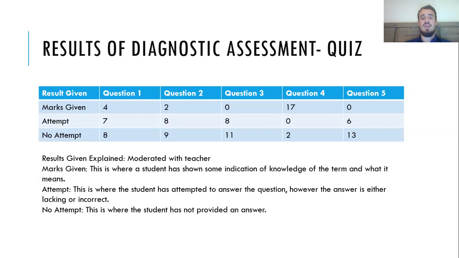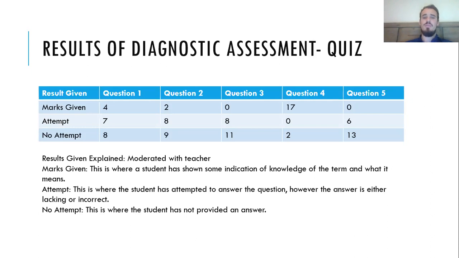Section 2 was an attempt. This is where the student has attempted to answer the question. However, the answer is lacking or incorrect. And section 3 was no attempt. This is where the student has not provided an answer. So as you can see, there were a lot of questions where students did not provide any answers. Question 4, students did provide a lot of answers and I gave them marks for that because they did show that they had some understanding of why it would be bad if only one person controlled everything.